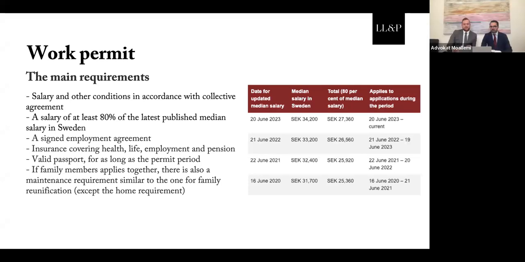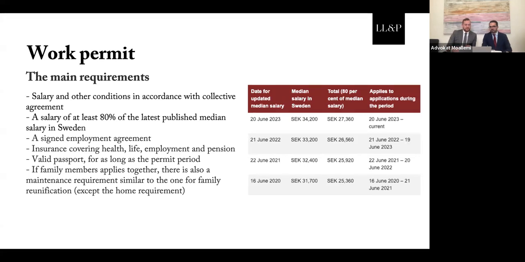Of course, you need a valid passport, and the passport needs to be valid for as long as the permit. So if you are applying for a 2-year permit, which is the most common application, then you need a passport that is valid for at least 2 years from the day when the decision is made. So if you have a passport for only 1.5 years, you cannot get a permit that is longer than 1.5 years.